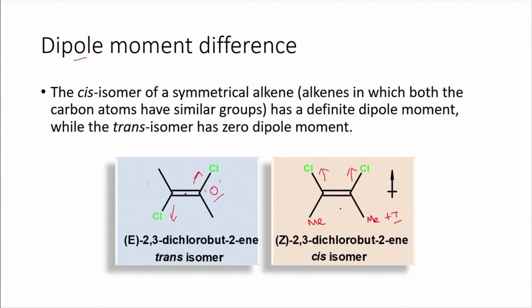That means cis isomers, having both the electronegative groups in this particular example on the same side, lead to a dipole moment for this molecule. So, that means the cis isomer will show a dipole moment, whereas the trans isomers generally do not show a dipole moment.